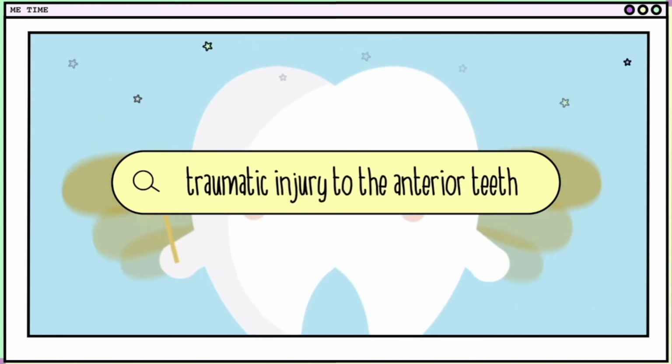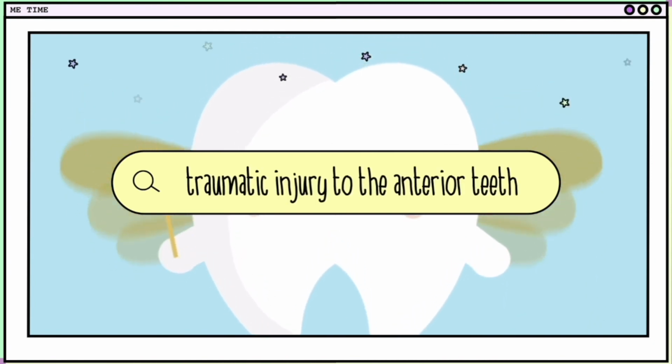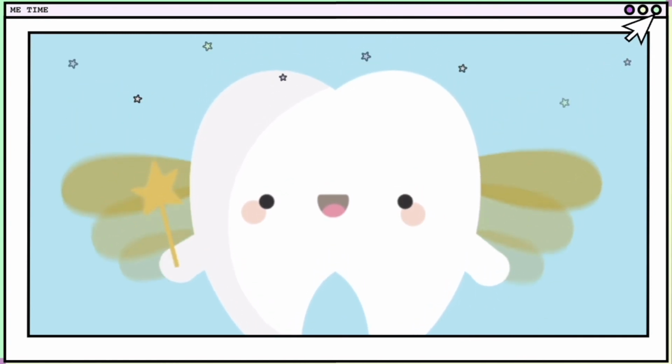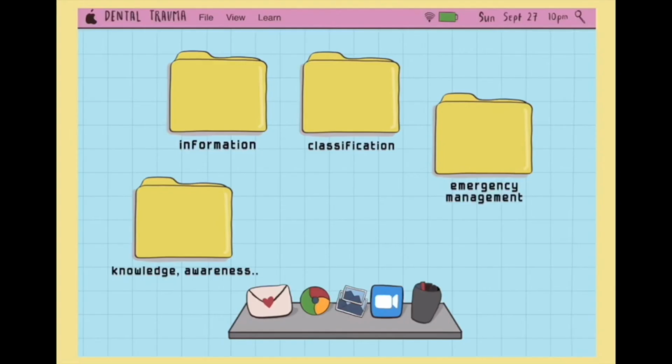Today we're gonna talk about traumatic injuries to the anterior teeth. Okay, so let's start with the information about the lecturers for today.